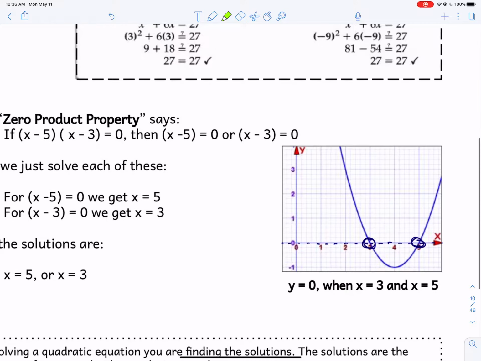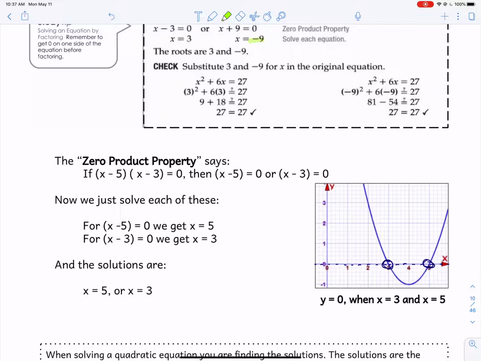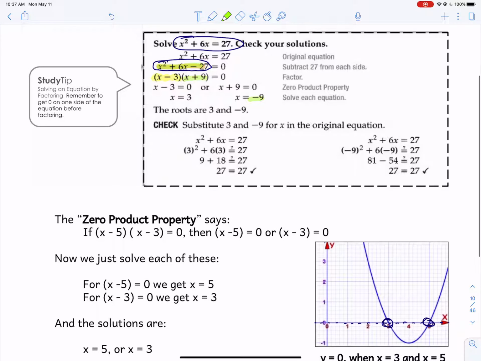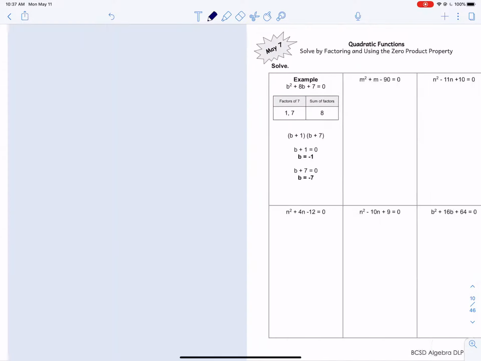Okay, and again, that means it will intersect at, well, this is not the same graph, but let me just draw it for you. So it'll intersect at 3 and negative 9. So the parabola will be something like that. So it'll go through positive 3 and negative 9 on the x-axis. Okay, so we're looking for those intersection points right there. All right, so again, this is just an example for you to reference.